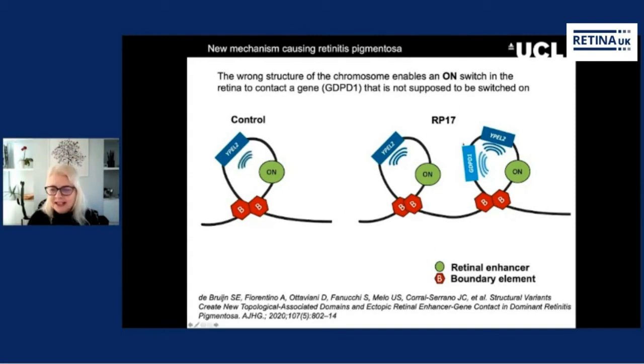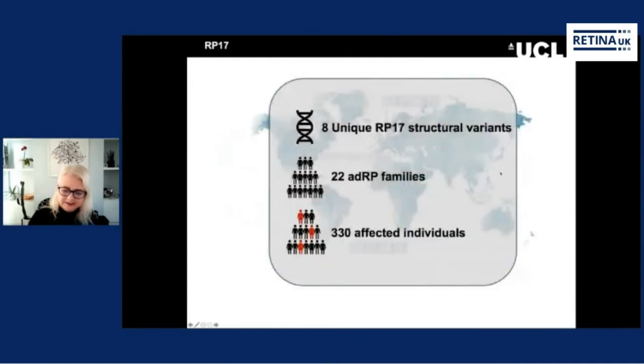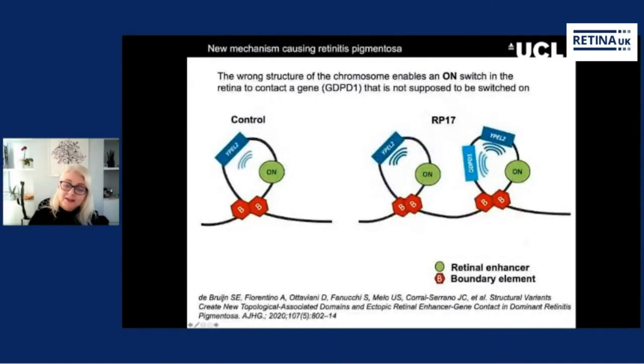In our RP17 individuals, because we have these structural rearrangements where we have extra bits of DNA all around this region, what all of these 8 different structural variants had in common was this: we had an extra copy of all of this that was a little bit wrong. And essentially what happens is we have another on switch here that also then, apologies, just go back one, switches on this gene called GDPD1.